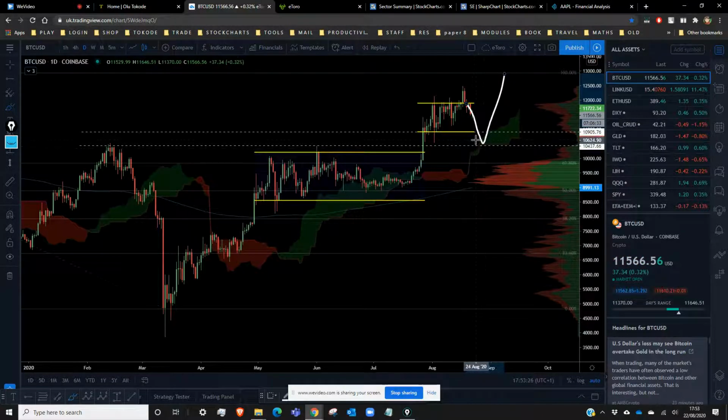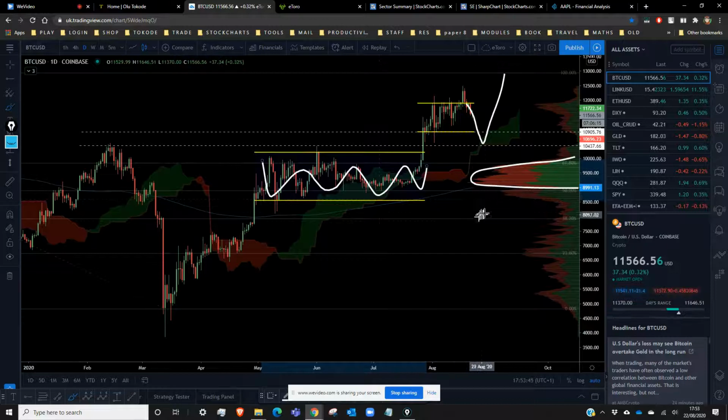Now, if that fails, the second support region is where this value area is. That's where the buyers will come in, and that's right inside this second channel right here. That's between 8,900 and 10,000. That's a very wide support area. Basically, this channel is a support zone, and the 200-day moving average, that's this blue line, is just at the bottom of that support region. So that's very strong support.